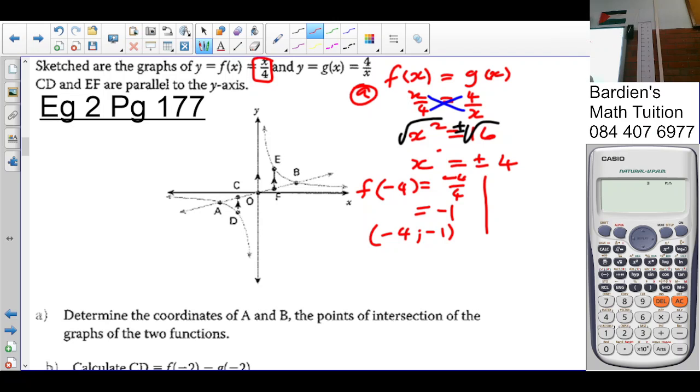Which one of the two is it going to be? The A or the B? Huh? The A. Why? X, negative part of the x-axis. Then you say f of 4 equals 4 over 4, which is 1. And that's your B, which is 4.